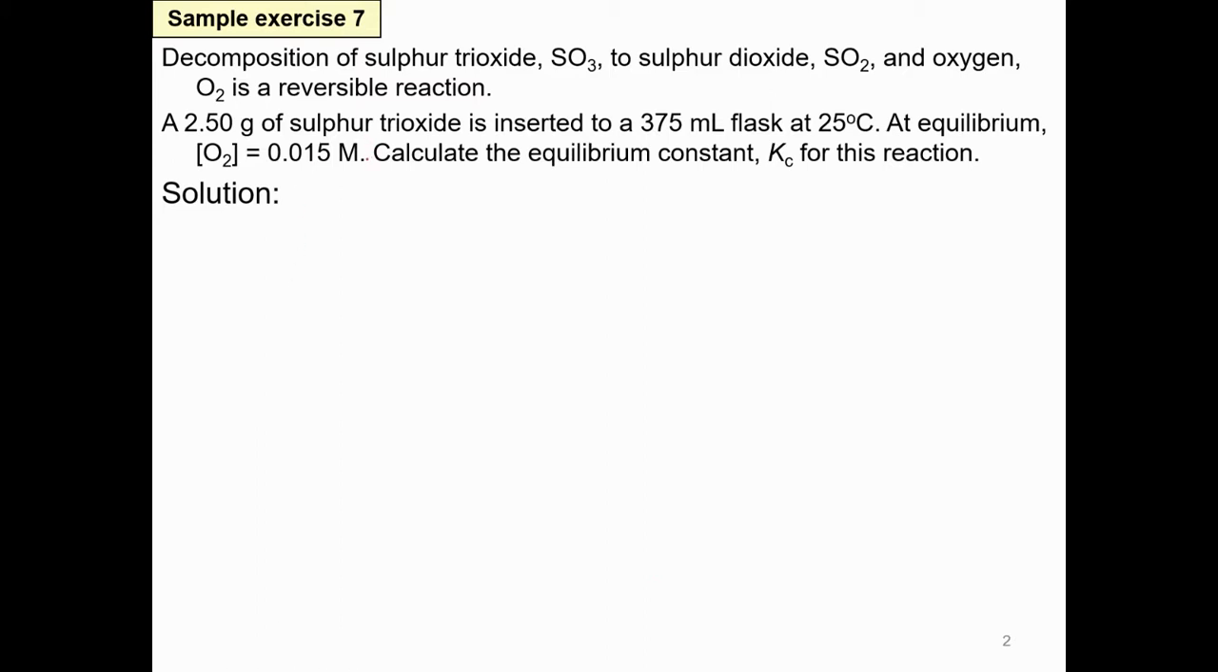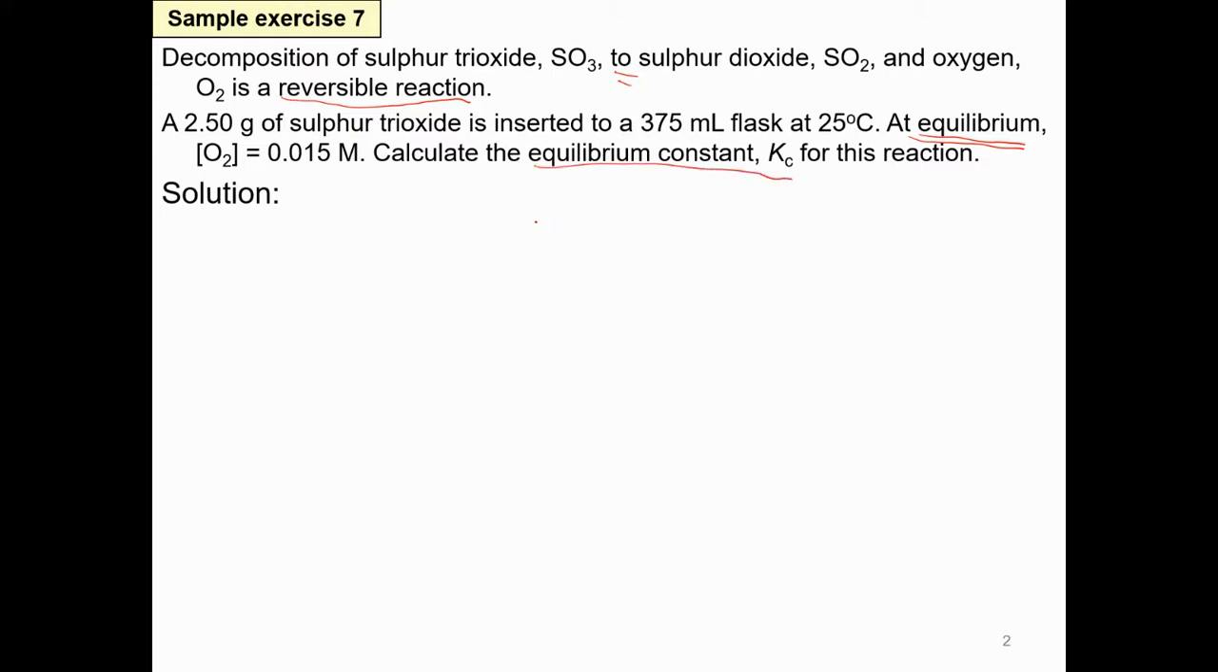The decomposition of sulfur trioxide to sulfur dioxide and oxygen is a reversible reaction. Then 2.5 gram of sulfur trioxide is inserted into a 37 ml flask at 25 degrees Celsius. At equilibrium, the oxygen concentration equals 0.015 molar. Calculate the equilibrium constant for this reaction.